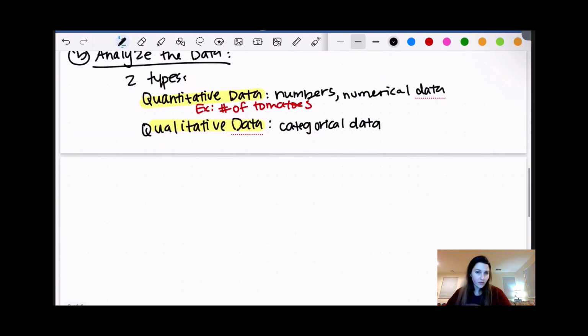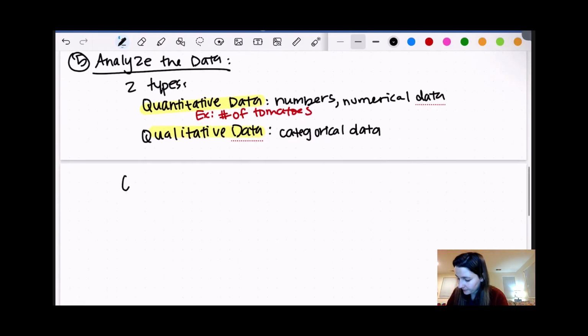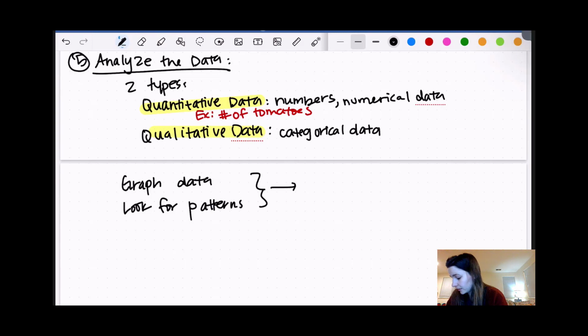And then we have a future lecture on this, but you can graph your data. You can look for patterns. And these two we'll put in a future lecture. So we can graph that data, we can look for patterns.